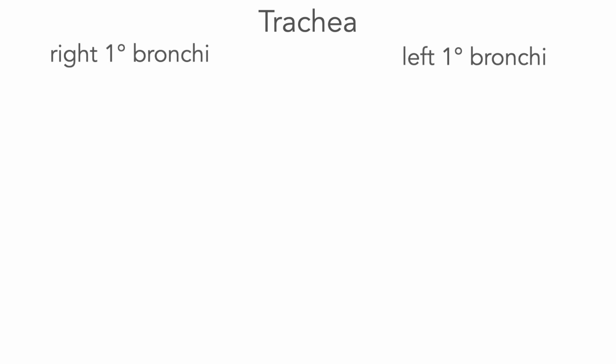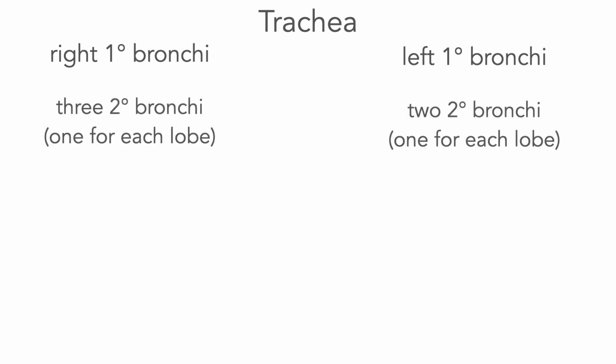So the trachea, we saw in a previous video, branches, and we get a right and left primary bronchus, which feeds the left and right lungs. Those bronchi then further branch into secondary bronchi. On the right side, there are 3 lobes to the right lung, so there are 3 secondary bronchi. On the left side, there are only 2 lobes because of the heart, and those are called secondary bronchi. Those then branch into tertiary bronchi.